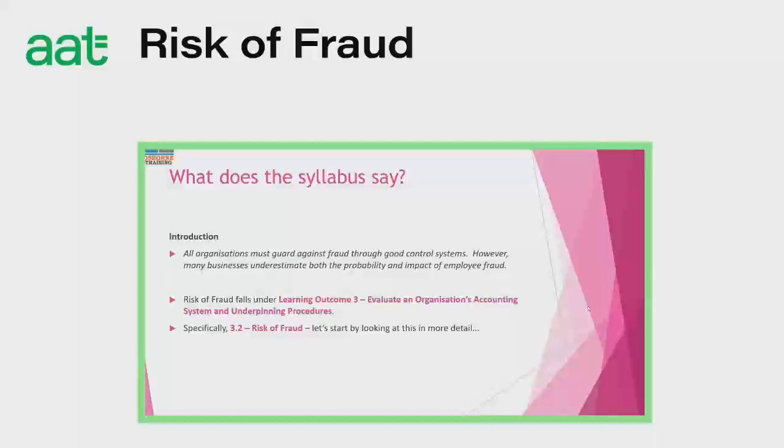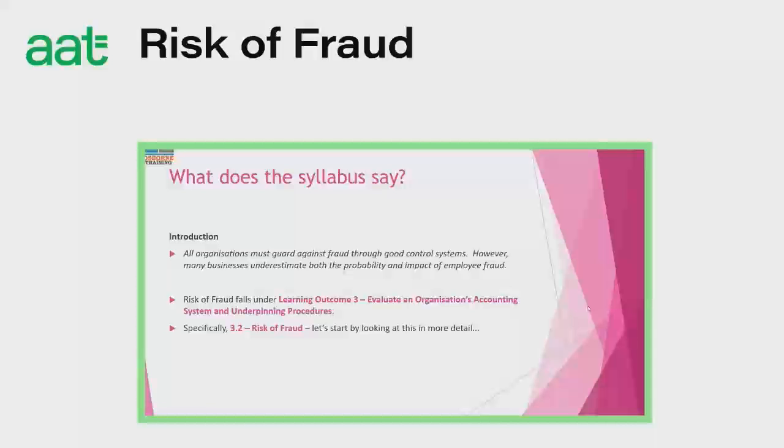So as I say, just starting off as a reminder what the syllabus actually says. So the very introduction, the first two opening sentences from the syllabus for this module: all organisations must guard against fraud through good control systems. However, many businesses underestimate both the probability and impact of employee fraud. Okay, so that's what we are looking at.